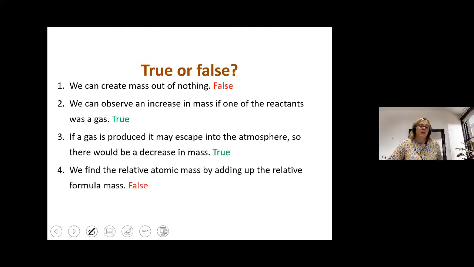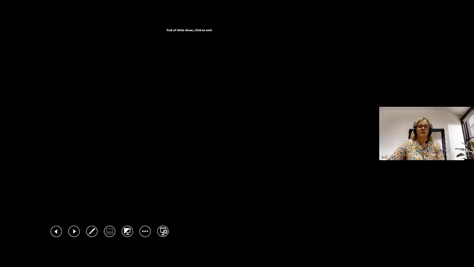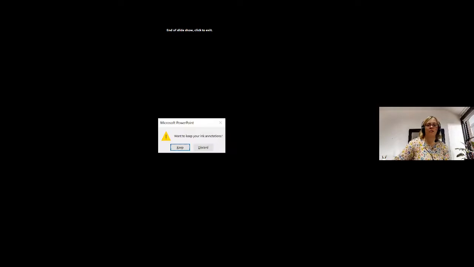And then, we find the relative atomic mass by adding up the relative formula mass. False. And then, this is a balanced equation. Well, it is. So all of that, I'm hoping you found relatively useful, and you've now got a better understanding of how to balance equations. So thank you.